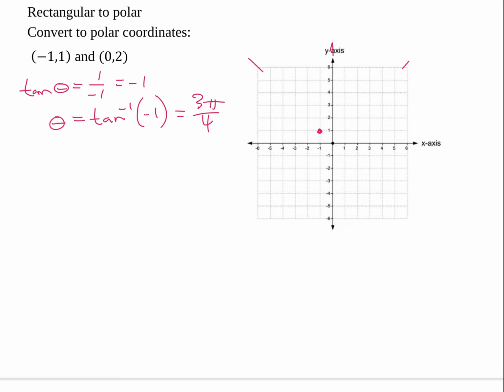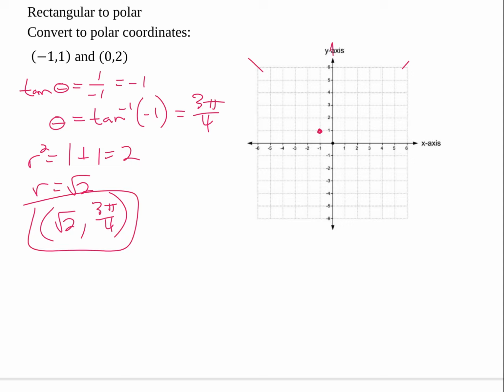Now I got to figure out my radius. So r squared equals x squared, so that's just 1, plus y squared, so that's just 1. So I have 2. So I square root both sides. R equals the square root of 2. So then my ordered pair is the square root of 2 for the radius, comma, 3 pi over 4 for the angle. And that's the answer.